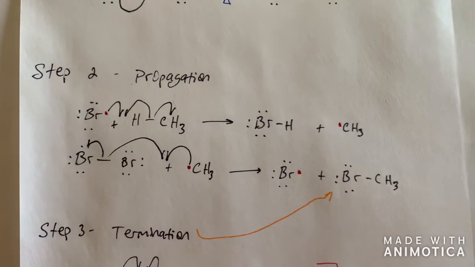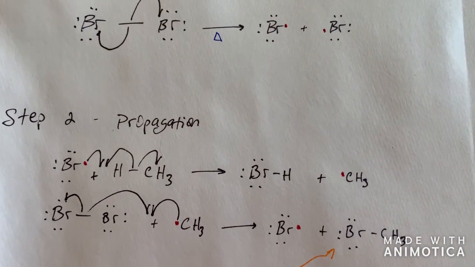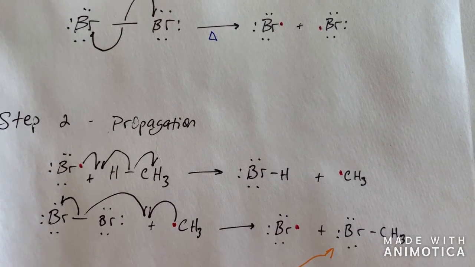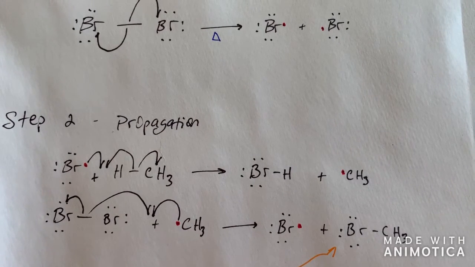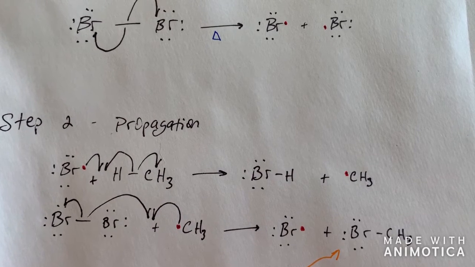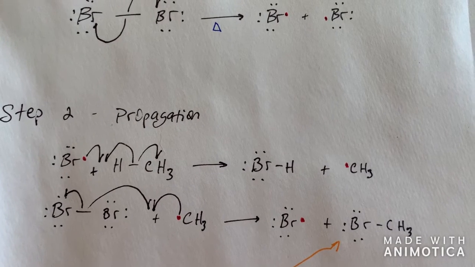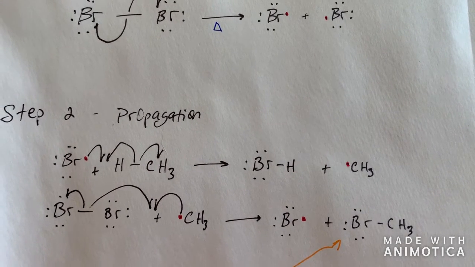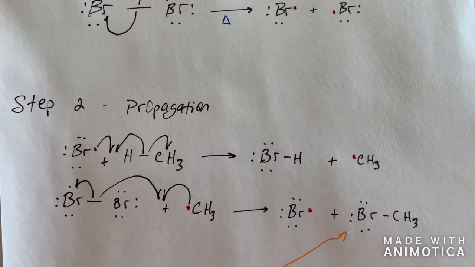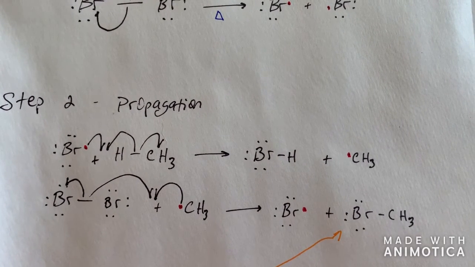So now we go to step 2, which is propagation of the radicals. In the presence of methane, a free radical bromine will donate its one electron and break a bond between a C and an H in methane. What happens is this bond breaks, and the two electrons join together and form HBr and leave the methane that did have 4 hydrogens on it with only 3 and then a radical electron there that's unpaired.